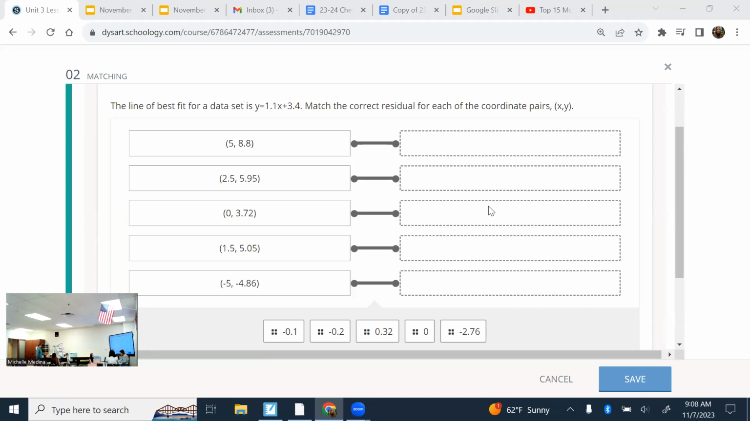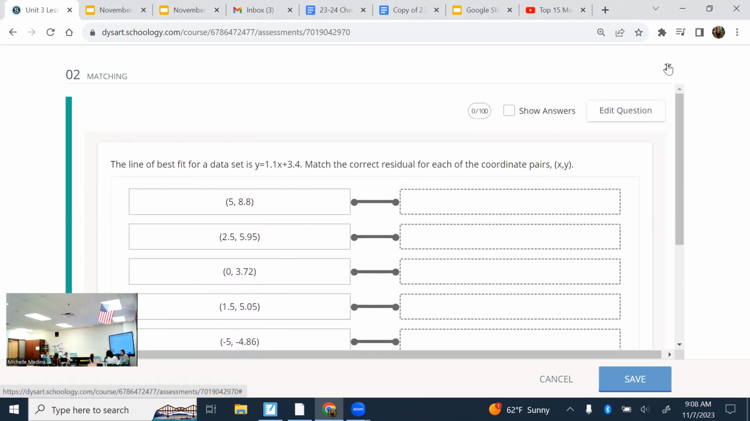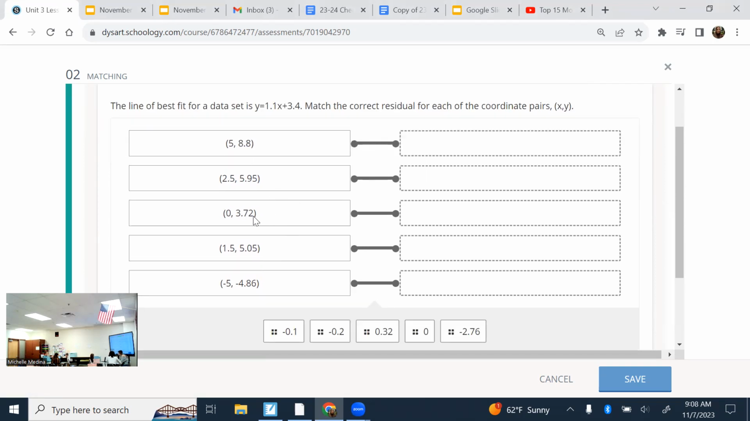So it gives you the line of fit. Ordinarily, you'd have to put all your data into Desmos and find it or estimate it by hand, but they're giving it to you. And they're saying match the correct residual for each of the coordinate pairs. So where's my actual data? Oh, okay, this is my actual data, I'm assuming. Okay, yeah, so that's what that is. On the left side, they're giving you the actual data. And from the trend line, this equation is how you get your estimated data.